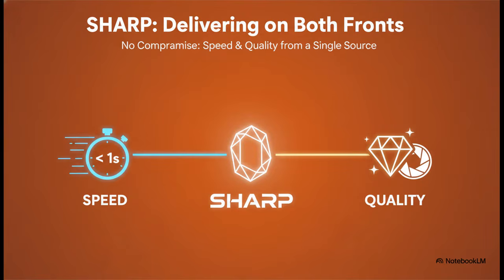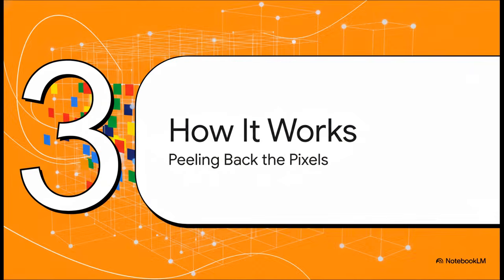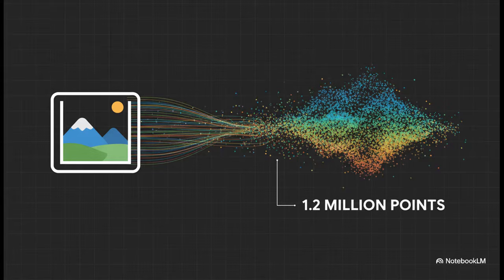And this, right here, is the absolute key. Sharp doesn't make you choose. It delivers on both. It's somehow unbelievably fast, and it produces results that are actually even better than the super slow methods. So, how on earth did they manage to do that? Well, the secret is in a totally different way of thinking about the image. Instead of seeing a photo as just a flat grid of pixels, Sharp sees it as a three-dimensional space that's just filled with points.